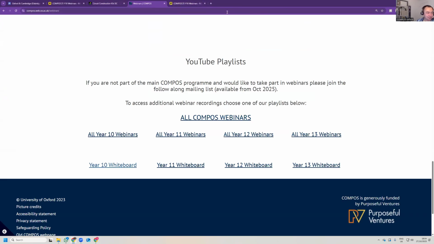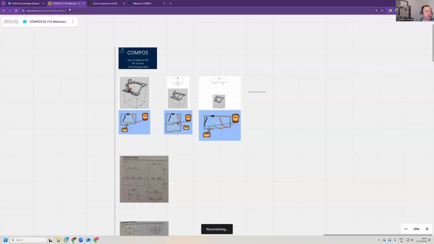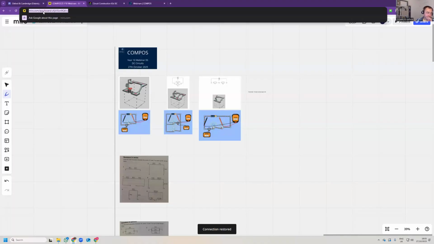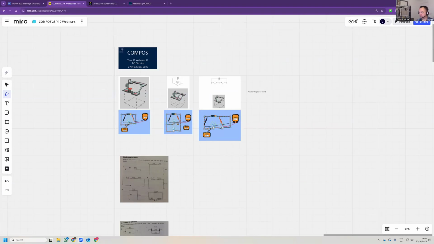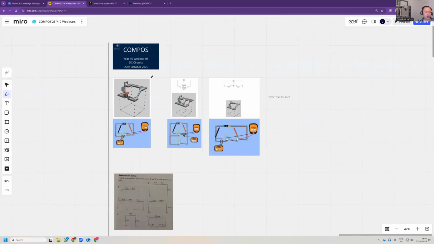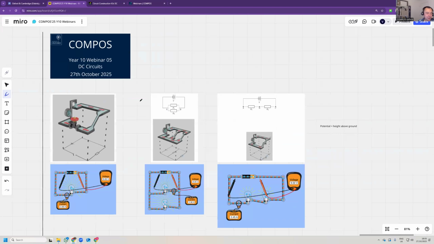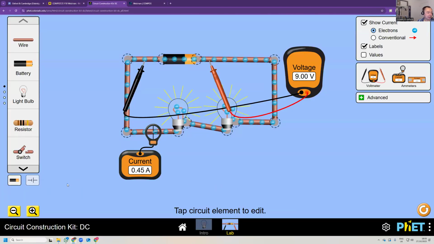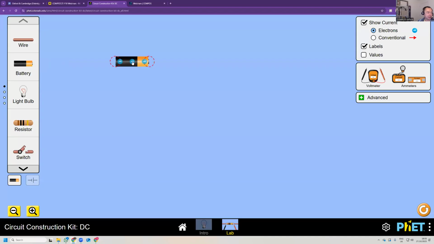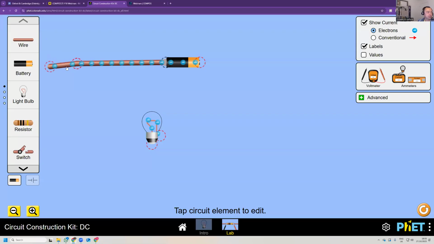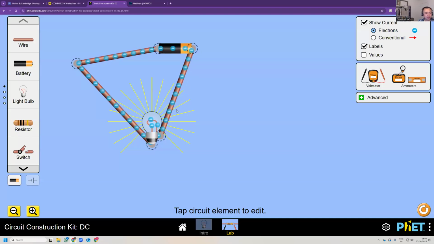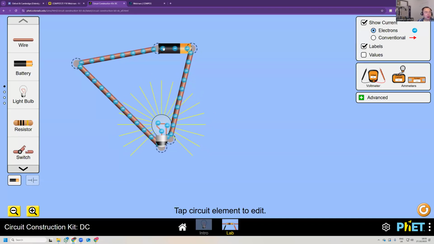DC electricity. It's one of my favorite topics. Okay, so electricity. In simple terms, if you take a battery and a light bulb and connect it using wires, well, magic happens, right? The bulb lights up. So what's actually going on here?